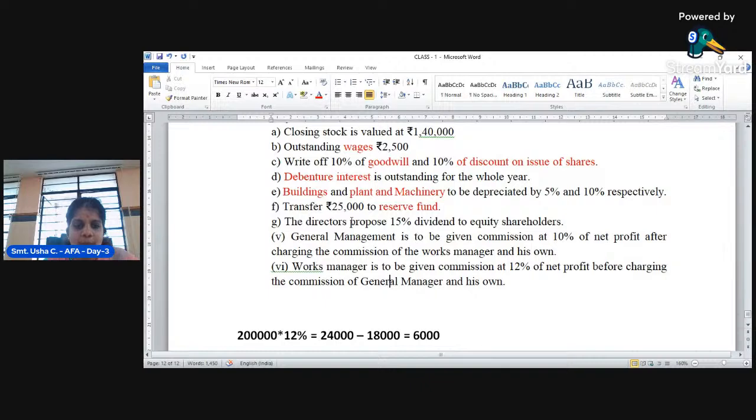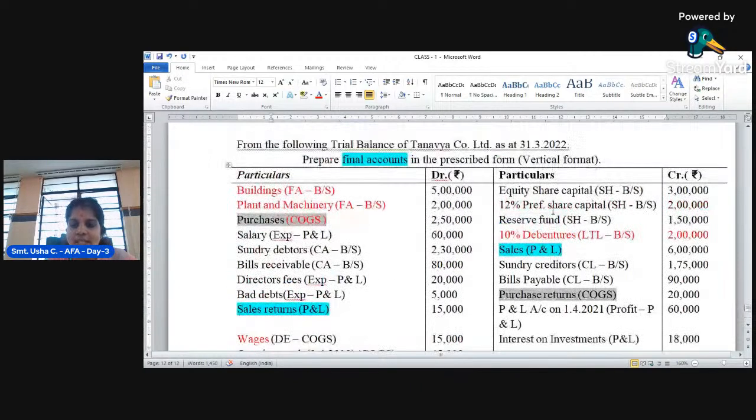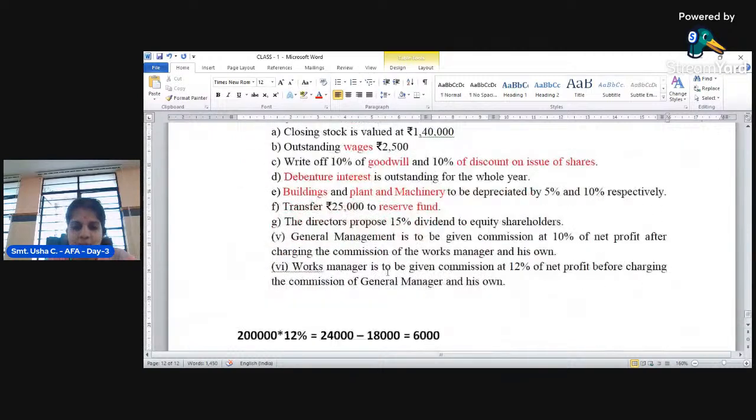Next, directors propose 15% dividend to equity shareholders. What is the amount of equity share capital? It is 3 lakh. On these equity shareholders, the company is paying 15% of dividend. Whether it is on the equity share capital or on the profit is a question. I had given you a question whether this dividend to the equity shareholders must be calculated on the equity share capital or on the profit. I'll move to the next point.